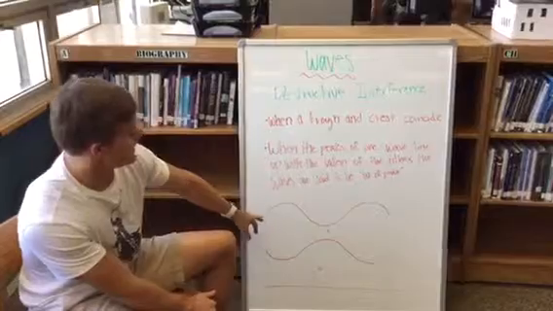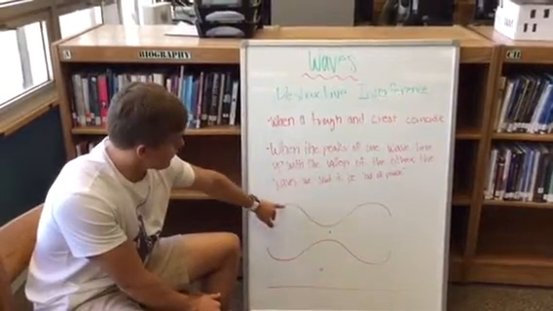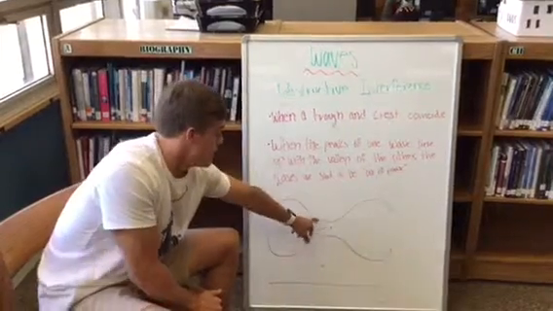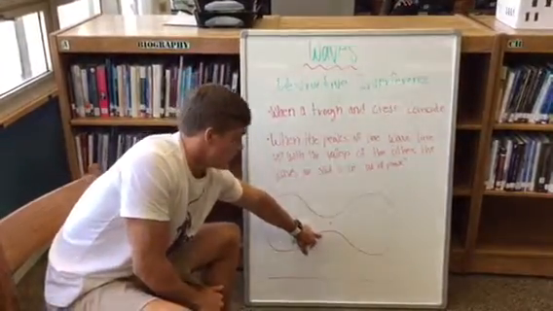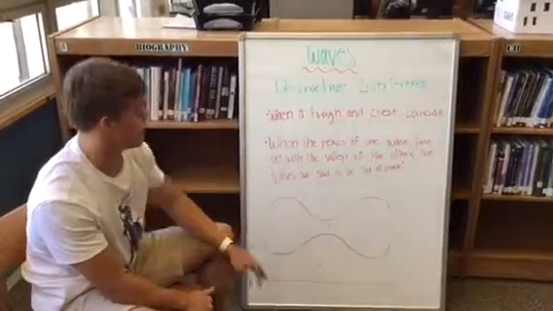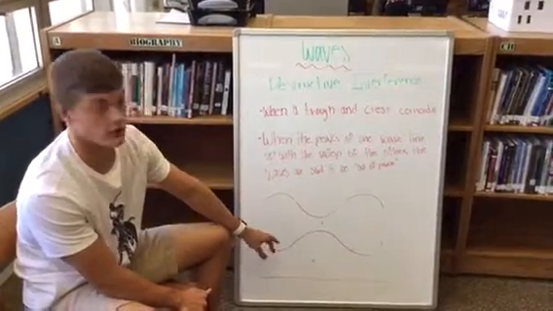As you can see, the crest right here is meeting with the trough right here, and the trough is meeting with the crest, and that's just resulting in a medium that has a new shape to it.